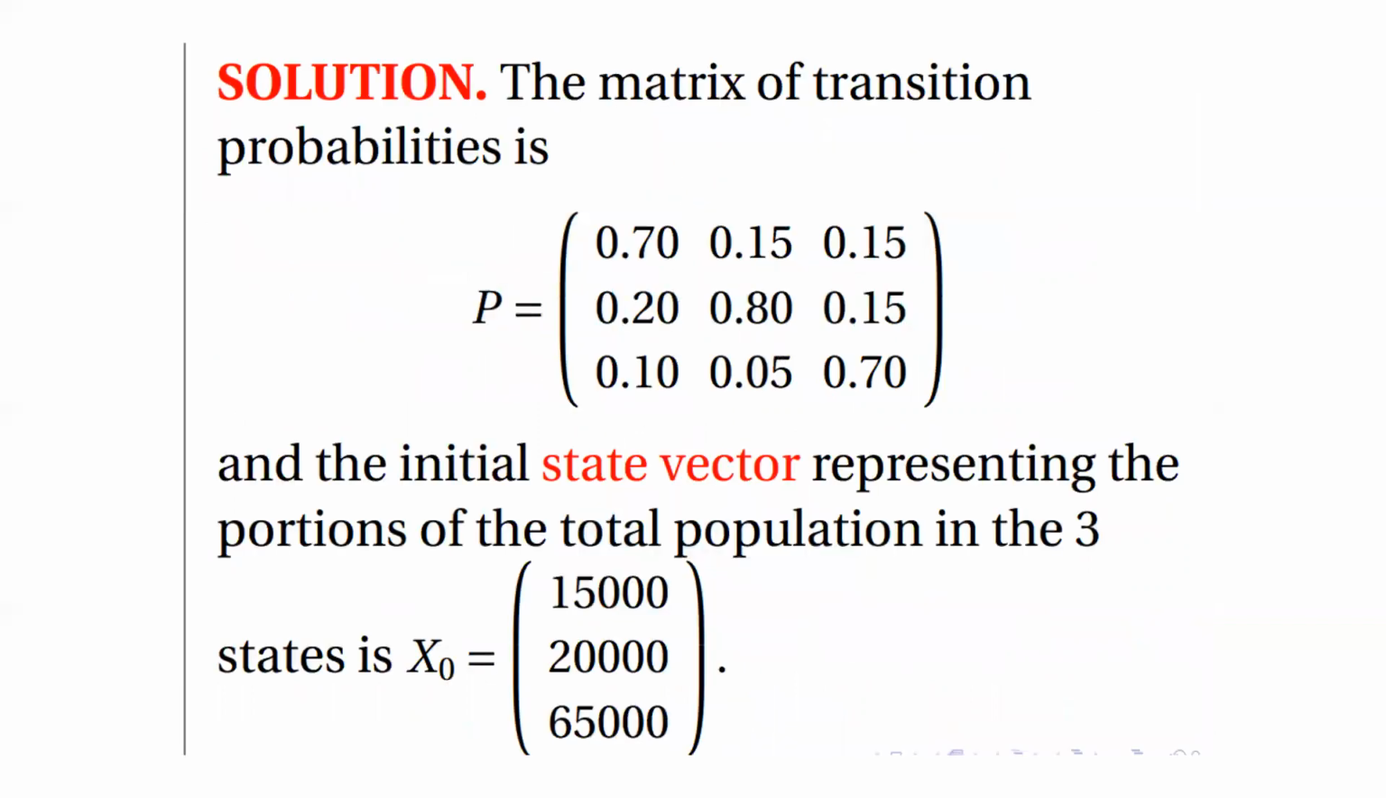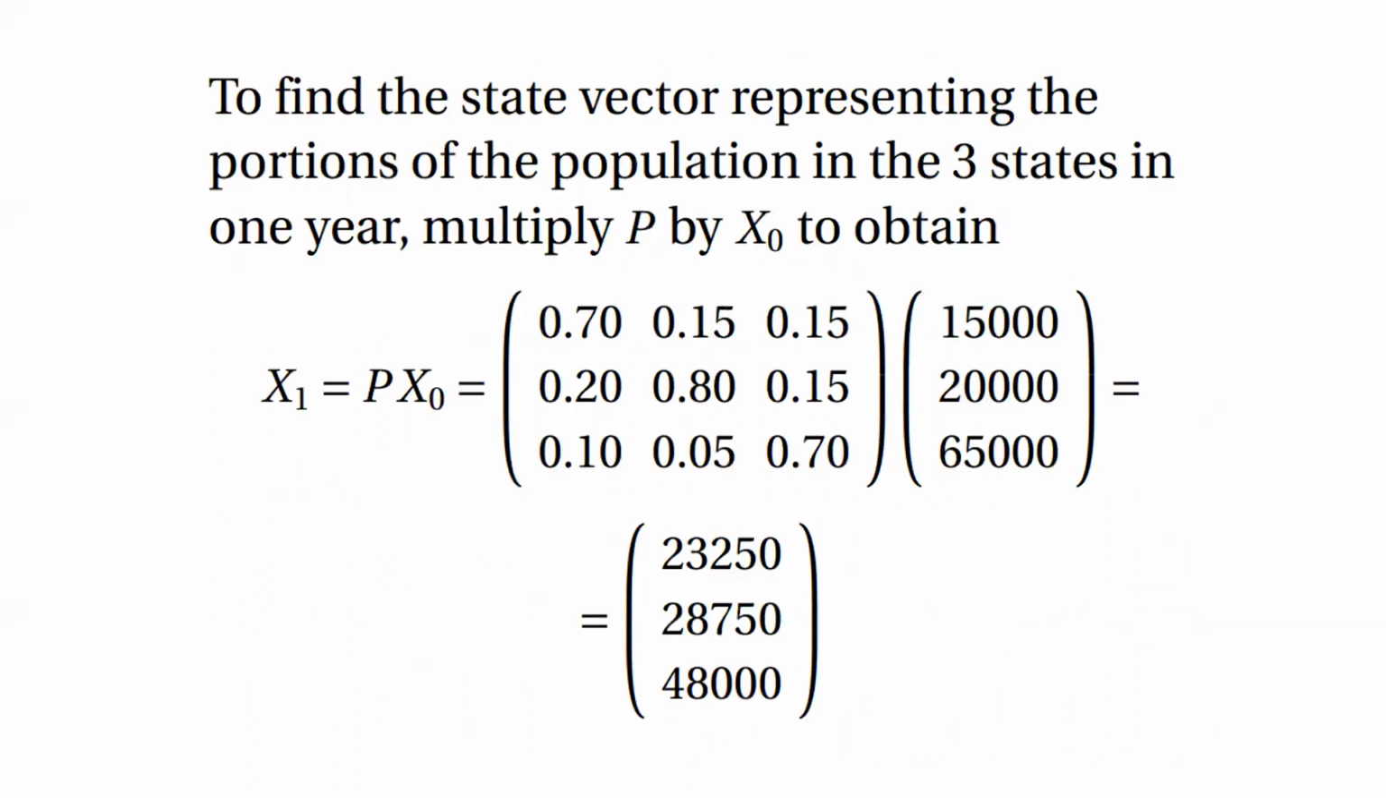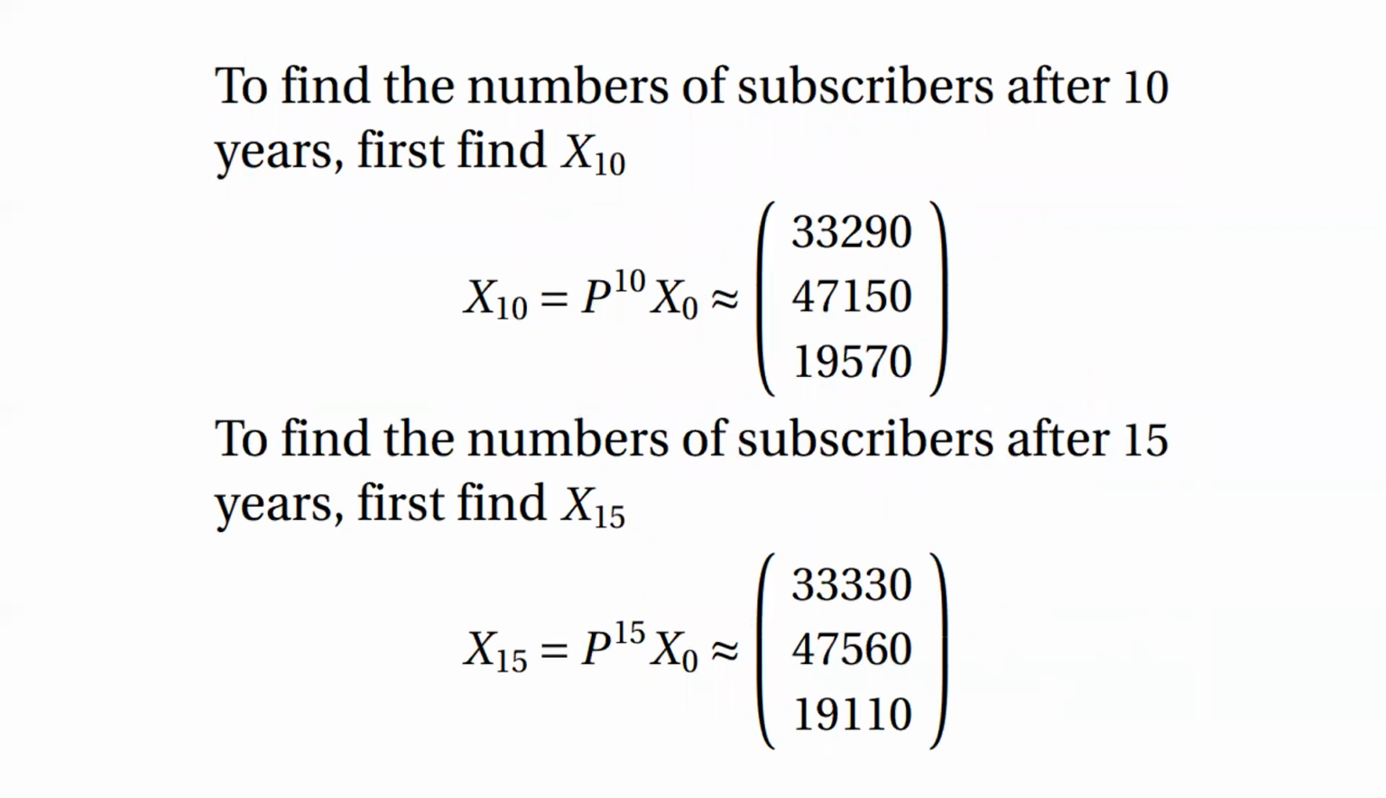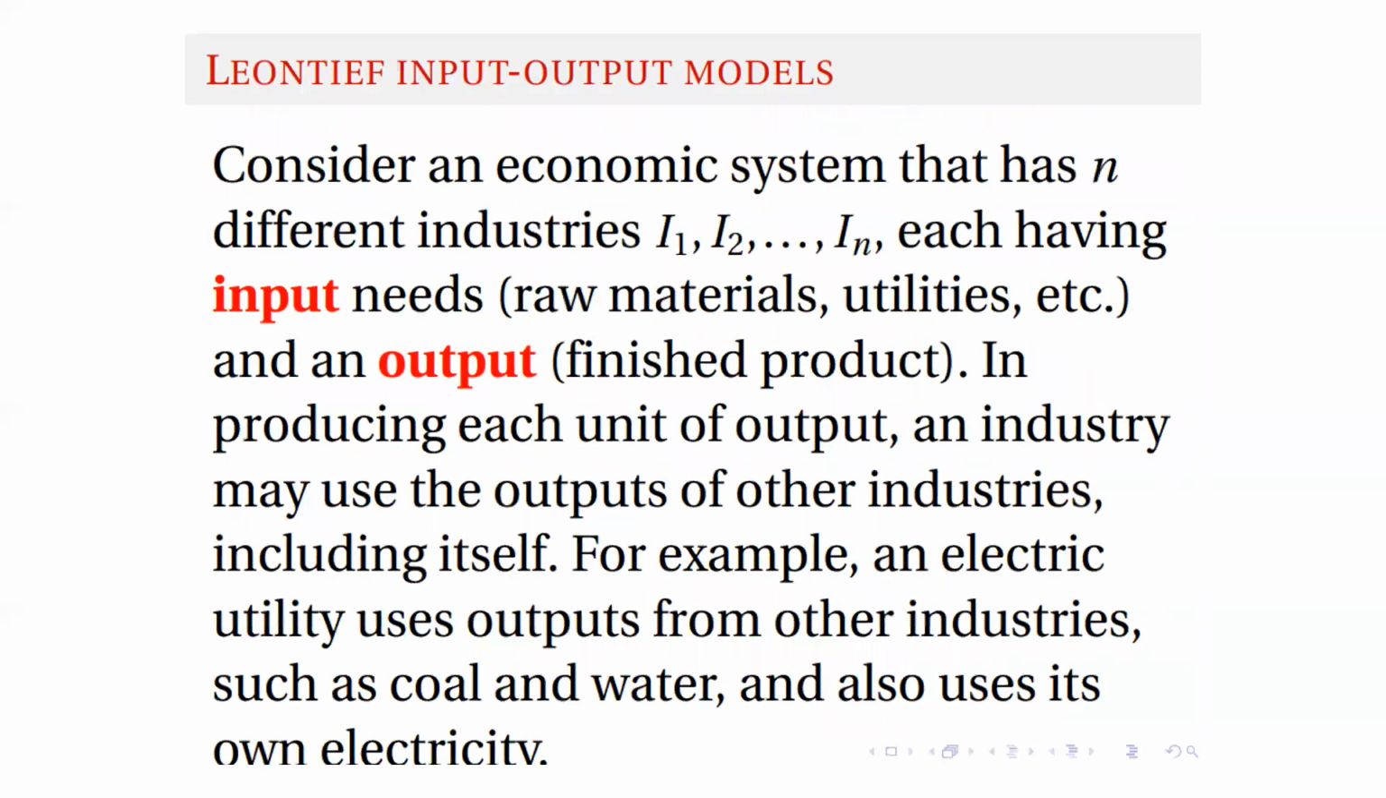And the solution: the matrix of transition probabilities is P, and the initial state vector representing the portion of the total population in the free state is x0. To find the state vector representing the portion of the population in the free state in 1 year, multiply P by x0 to obtain x1. Do the same with P to the power of 10, and we will get the numbers up to 10 years, and so on for the 15 years.